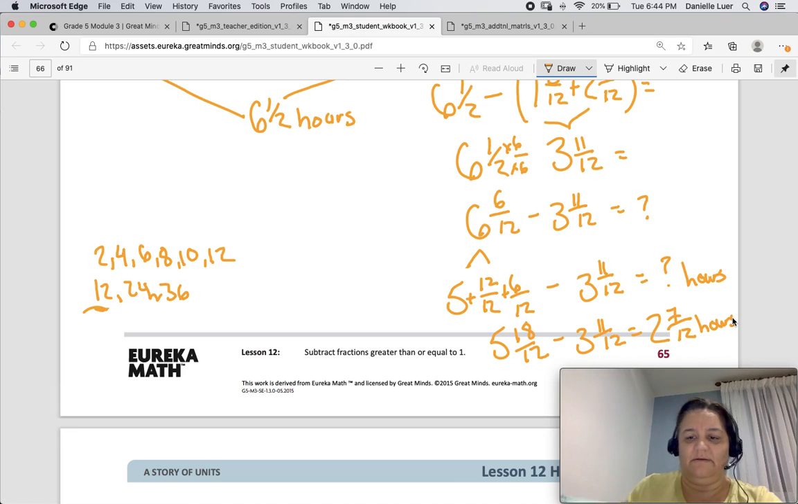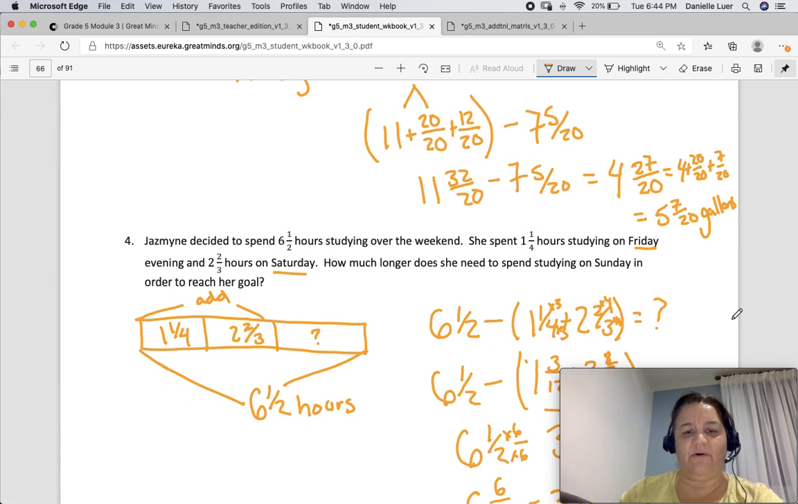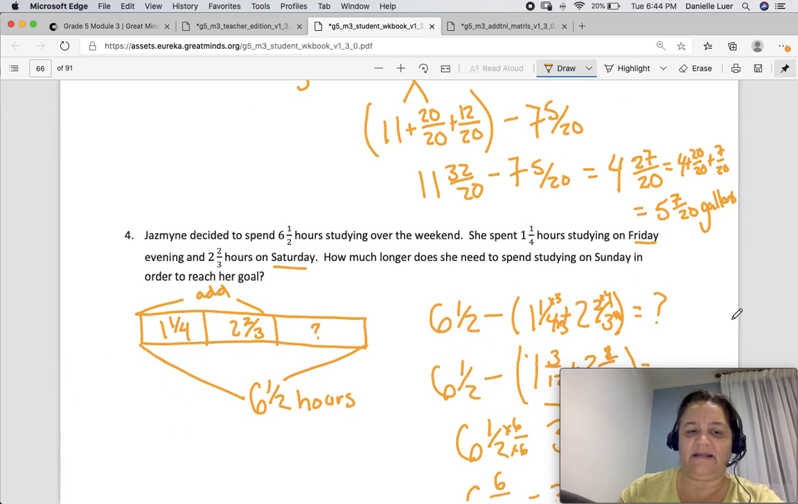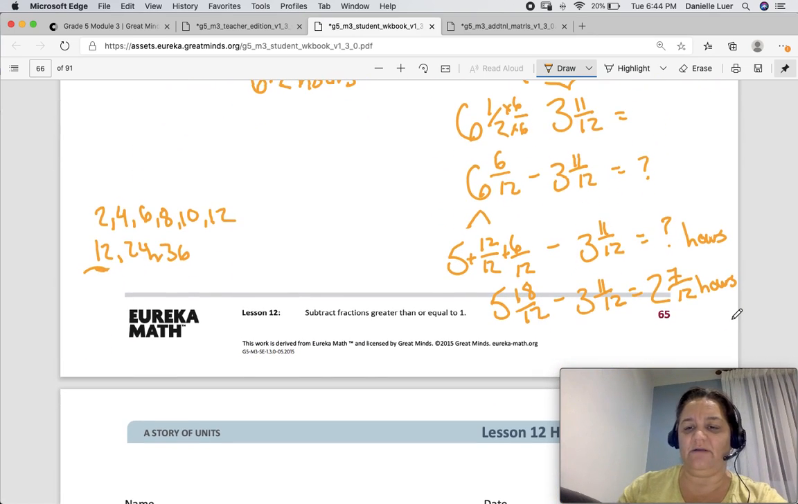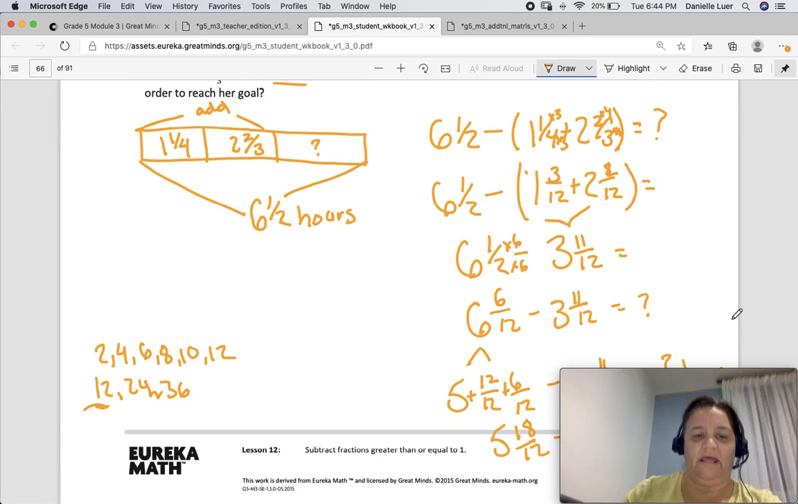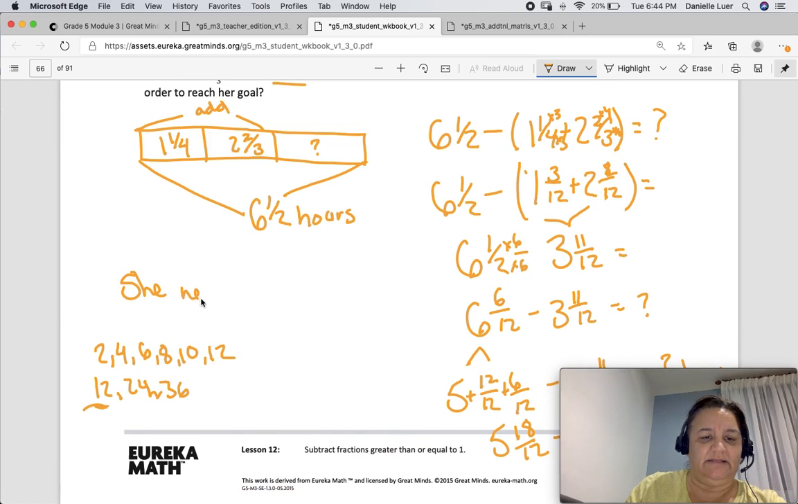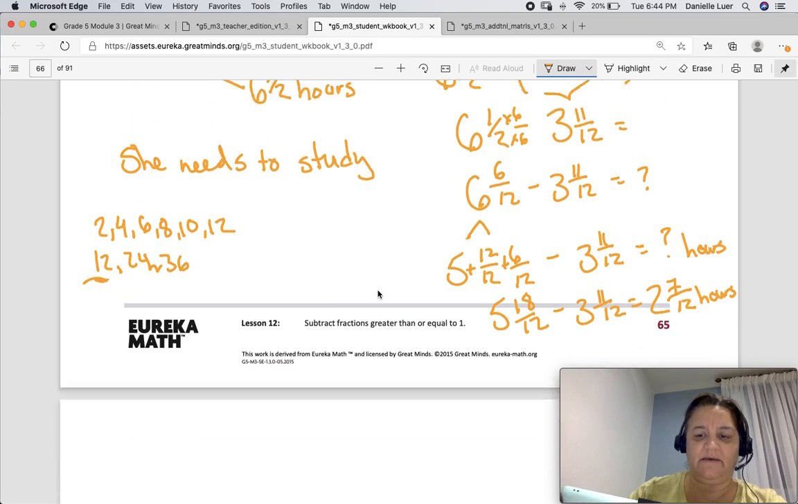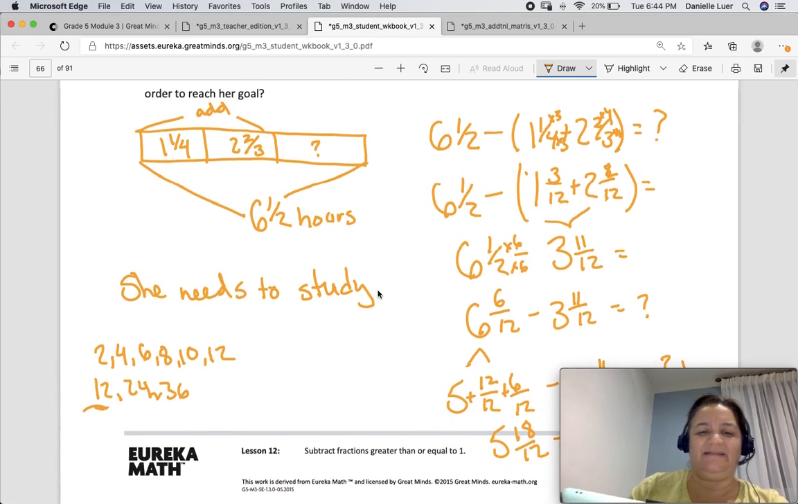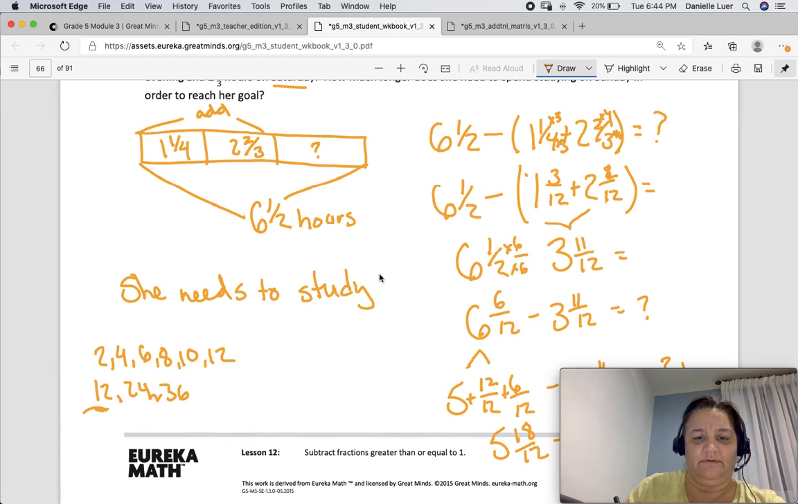Good. Excellent. So how much longer does she need to spend studying on Sunday in order to reach her goal? 2 and 7/12 of an hour. And you can write that in sentence form. She needs to study 2 and 7/12 of an hour. Period.